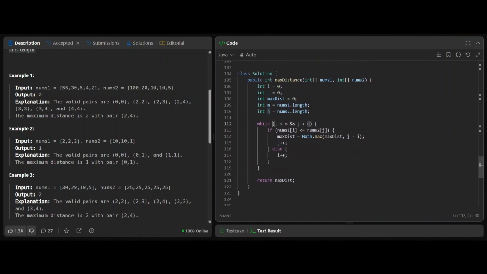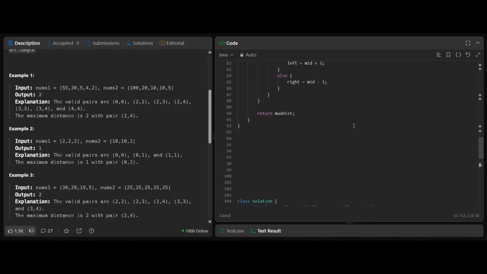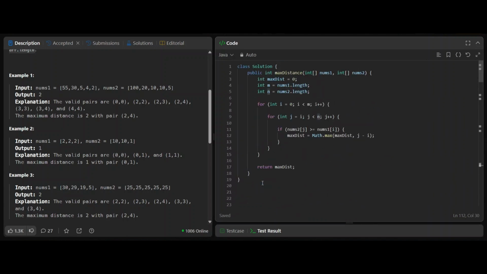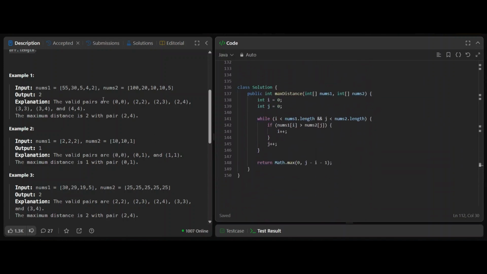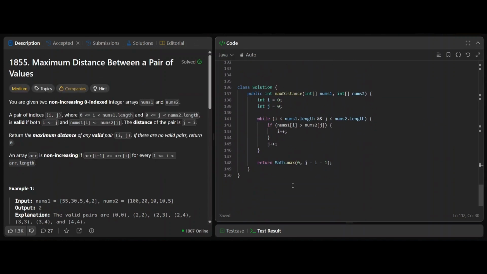And I hope you know that m plus n is much better as compared to all these other codes. Okay, so that's it for this question. That's it for this video.